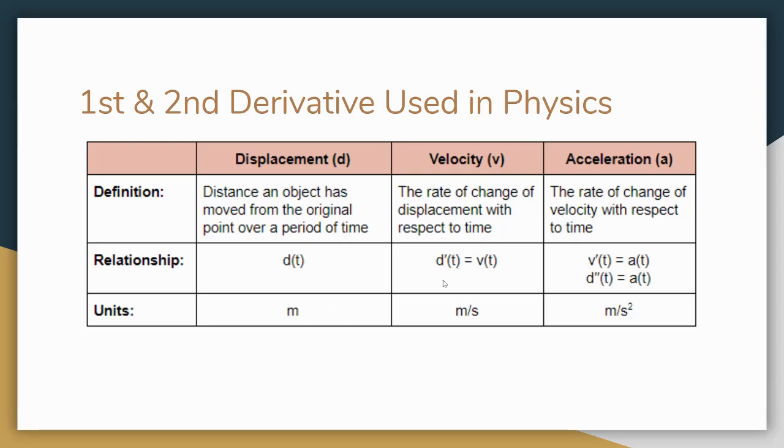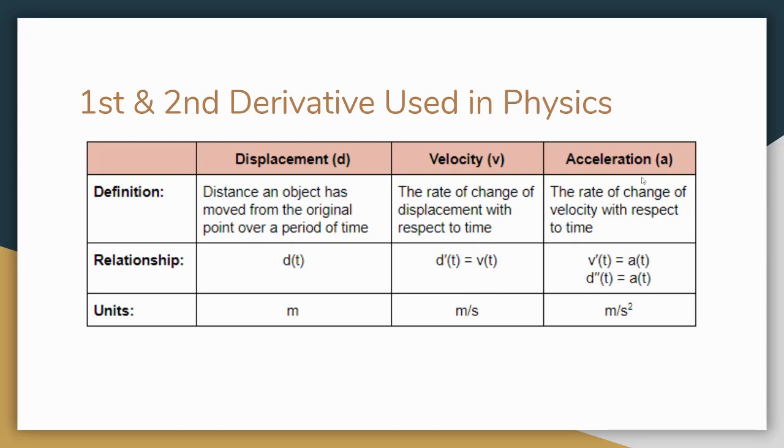As you can see in this displacement function right here, there's a prime written right here. So if you take the first derivative of the displacement function, you will get the function for velocity. And the unit for it is meters per second. And lastly, we have acceleration.